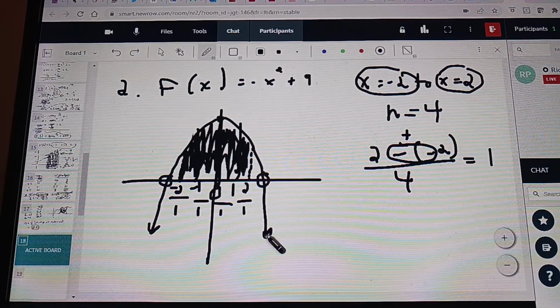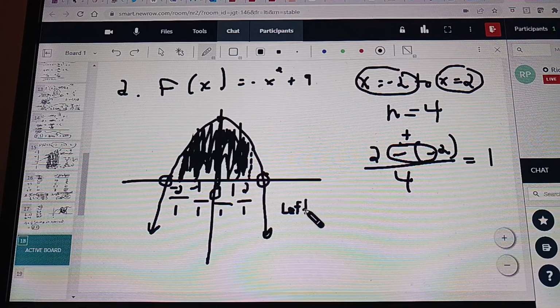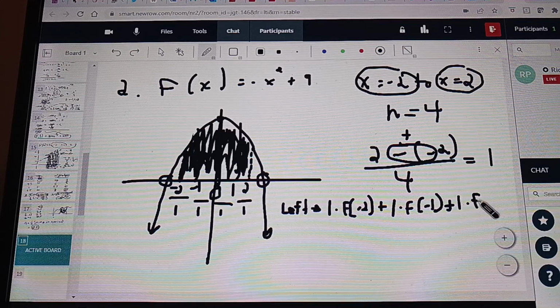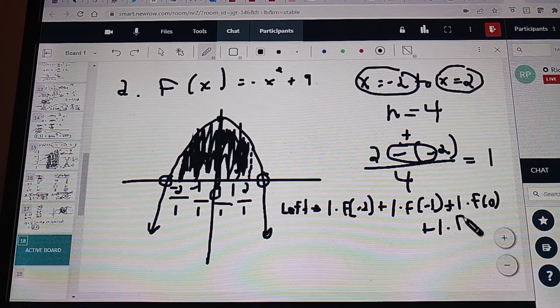So if I do left endpoints, what you're technically doing is left endpoints, you're doing the width times f of the leftmost value here, plus the width times f of the next spot, -1, plus the width times f of 0, plus the width times f of 1.